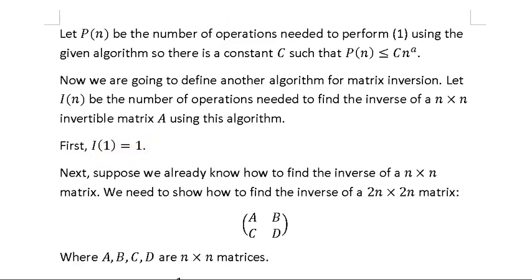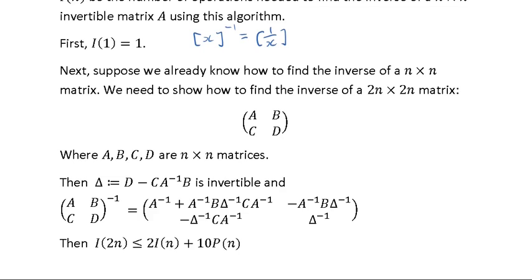And this is because when n is equal to 1, we have a matrix whose dimension is 1, so there's only one element in the matrix. The inverse of this matrix is simply the matrix whose element is 1 over x. So we only need one division to find the inverse of this matrix. So the number of operations is 1.